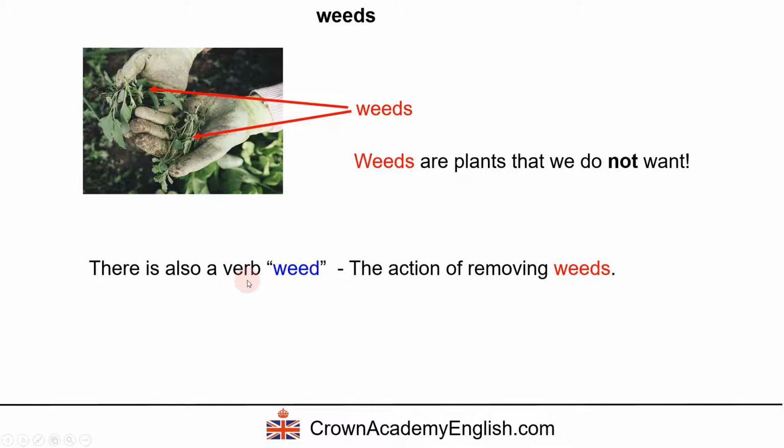And there is also a verb, to weed. And this is the action of removing weeds. Okay, so this person is weeding. Let's look at an example. I am going to weed the garden. I'm going to weed the garden. So this means I am going to remove the weeds from the garden. Okay, so it's a very good expression, to weed the garden.